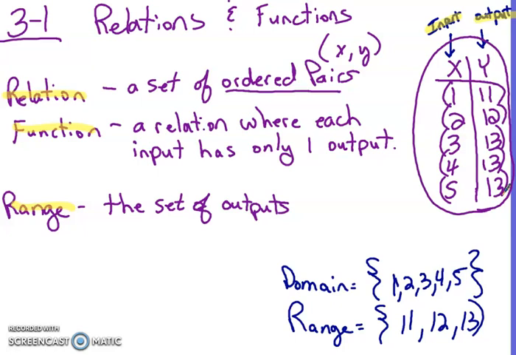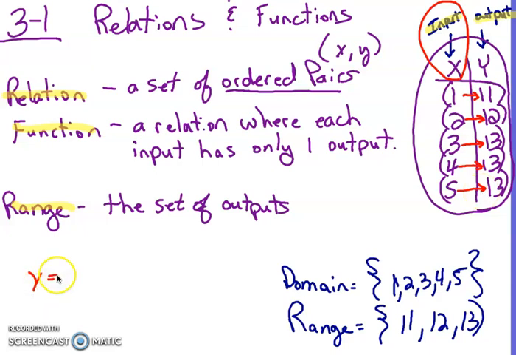So this is a relation. Again, that's the definition of relation. A function is a relation where each input has only one output. Again, your input is your x's. So when you put in an x, out comes one number. When you put in 2, out comes one number. When you put in 3, out comes one number. When you put in 4, out comes one number. When you put in 5, out comes one number. So that is a function.